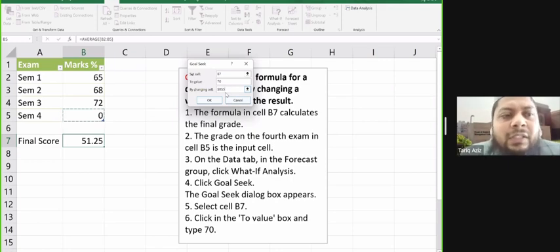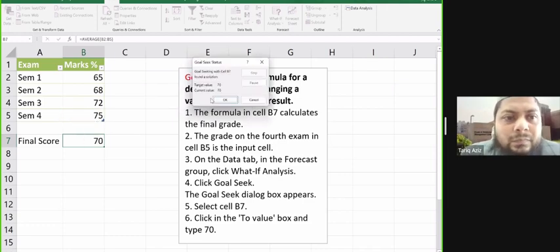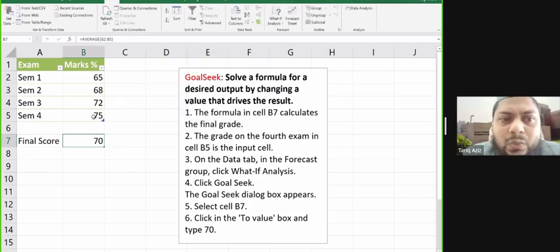So once I press enter, it will try different values in the cell B5, and the value that will generate a final score of 70 is the solution, is the answer. So this is how this spreadsheet software is solving this problem. So as per this solution, if the student scores 75% in the 4th semester, in that case, his final score will become 70%. So this is just a very simple example to demonstrate the use of goal seek.